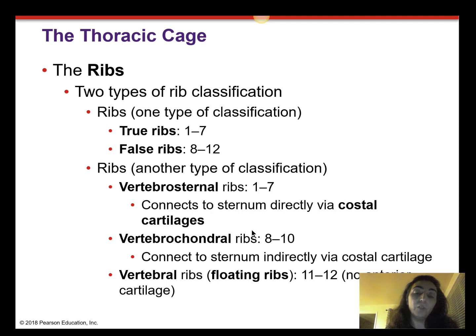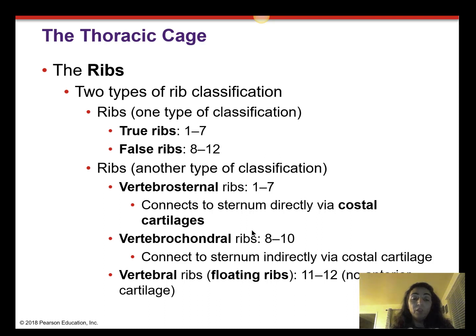The other type of classification is that we make it more detailed instead of just saying true and false. So the first 7 still are together and we call them vertebral sternal. We go from where to where. When I show you the rib and we talk about the rib more closely, you will see that the rib is a connection between the vertebral column on the posterior of the thoracic cavity toward the anterior, where it is attached to the sternum.